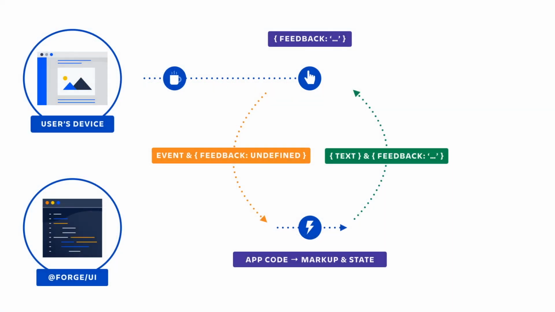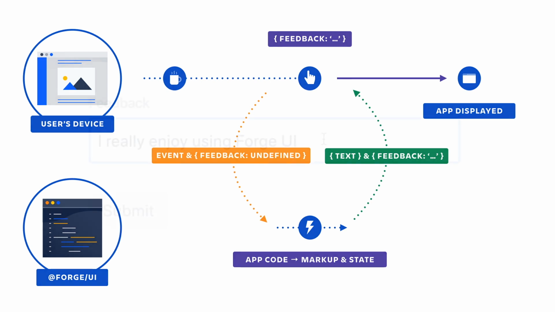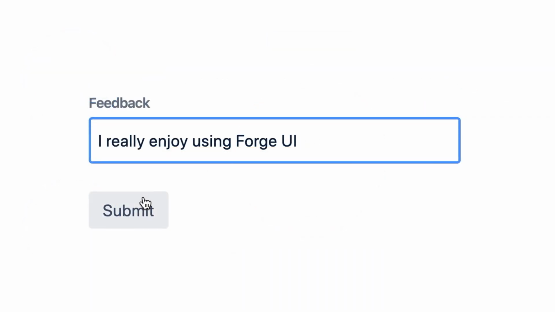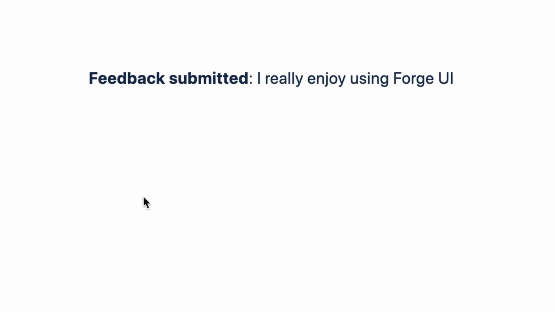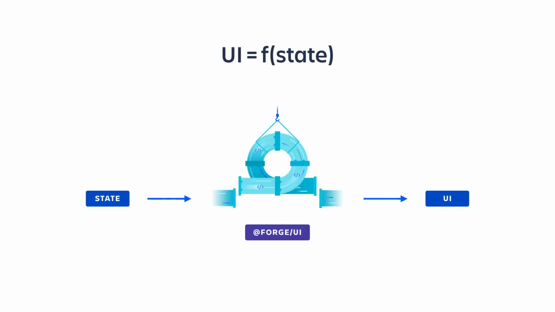Going back to the diagram, our app code returns the text component as markup and the submitted feedback in state. And the markup is then displayed. We have a useful and beautiful user experience. In this way, a FordUI app at its simplest is a function that takes in some state and returns UI. Specifically, our code takes the local app state and returns markup. The team behind FordUI believe that this is a really intuitive way for you to be able to build apps and focus on what really matters to you.